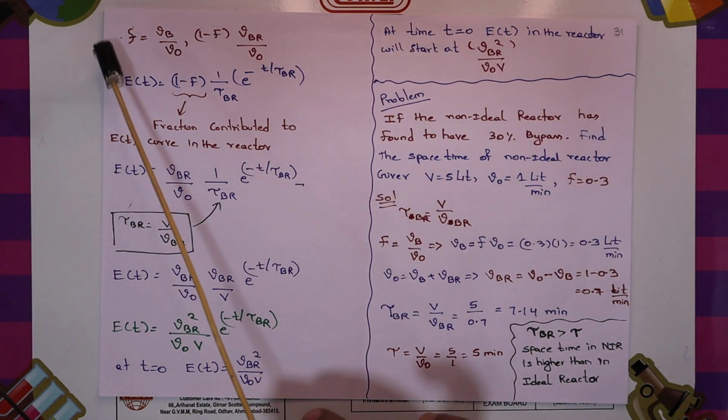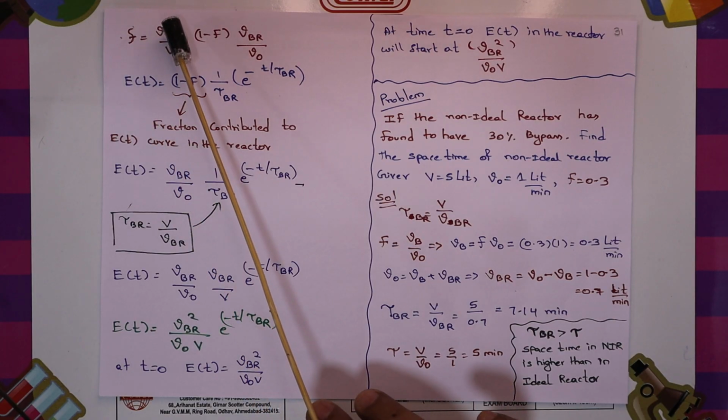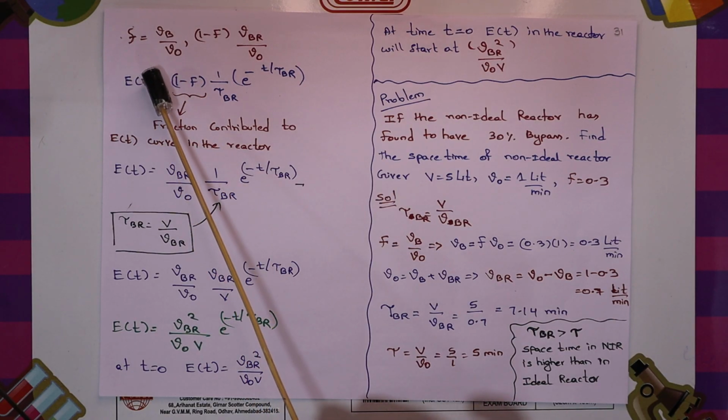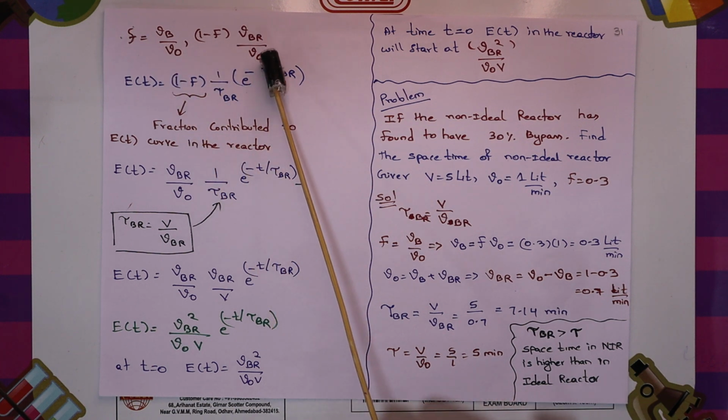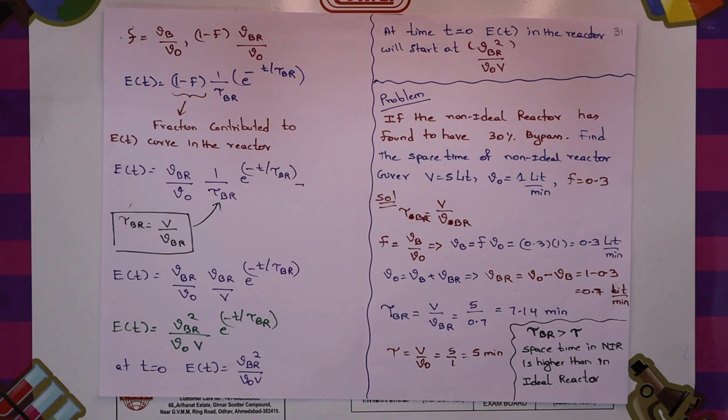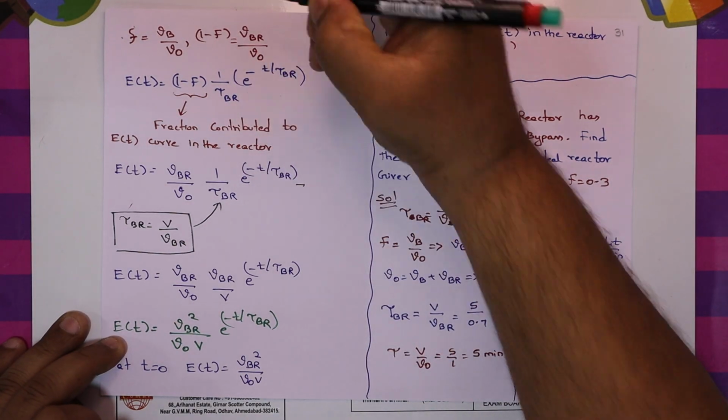The fraction of bypassing is nothing but ν_b by ν_0. The fraction 1 minus f is nothing but ν_br by ν_0, which is equal to, okay, don't worry.